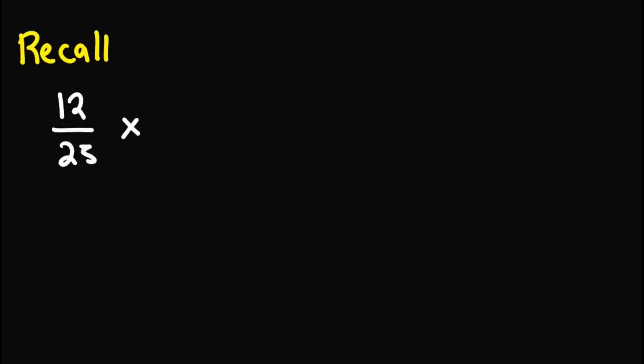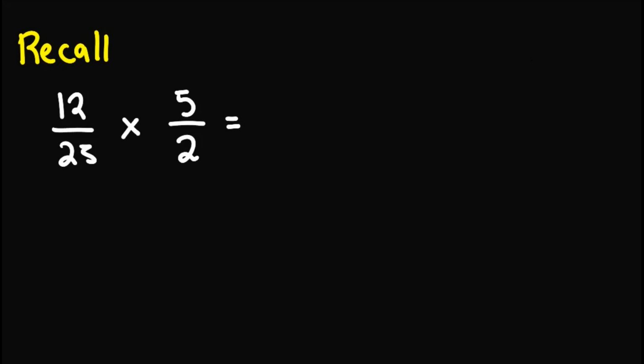So, first, recall that in fractions, when we multiply a fraction, say if we have 12 over 25 times, let's say, 5 over 2, what we do is we factor out first before we cancel.